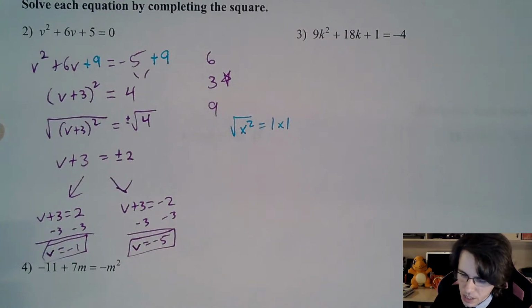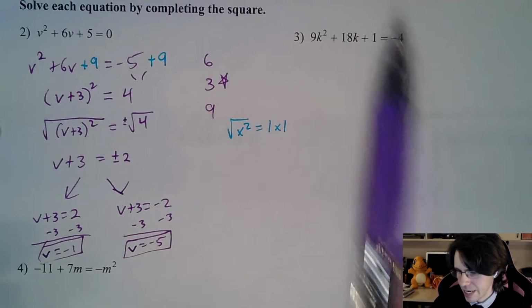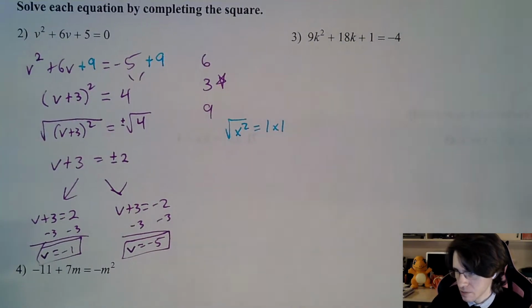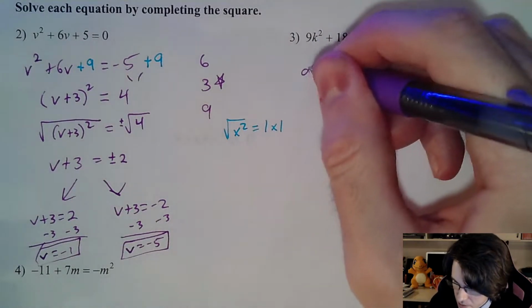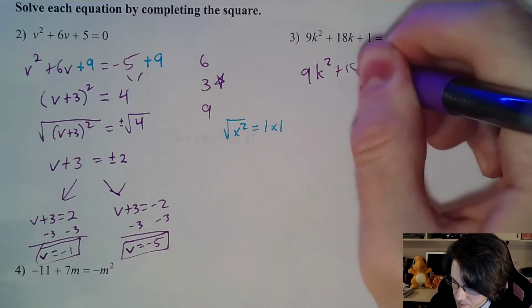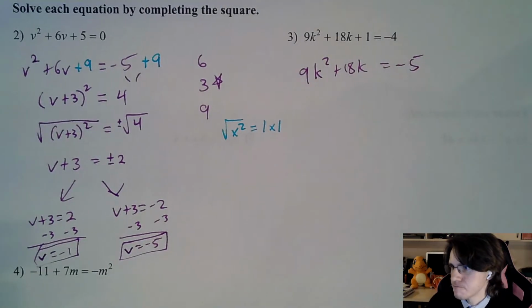So number 3 is a little bit more annoying than the previous question. And the reason why number 3 is more annoying is because we have a 9 in front of this guy, which is going to cause problems. The first step is still the same, though. Let's move that 1 to the other side. -4 minus 1 is -5.